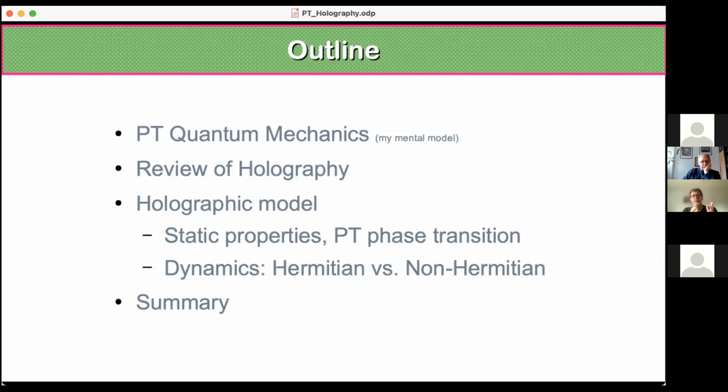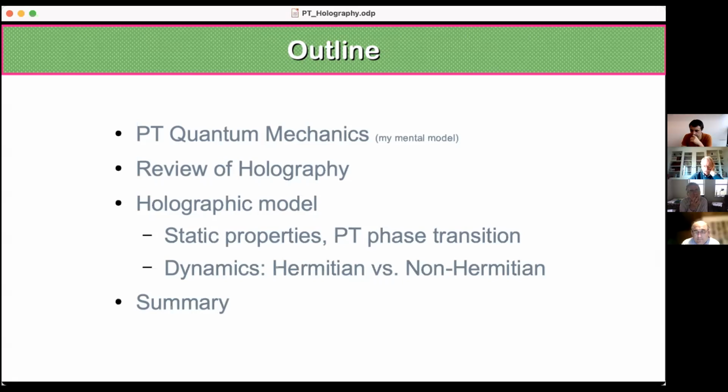Then I will review the results from our holographic model, where we implement this PT deformation of holography. I will study the static properties. I will show that there is also a PT phase transition, put the theory also at finite temperature and discuss its properties. Then the second part will be doing the same thing, but now in a time-dependent setup, sort of a quantum quench in a non-Hermitian direction, where you switch on some non-Hermitian Hamiltonian.